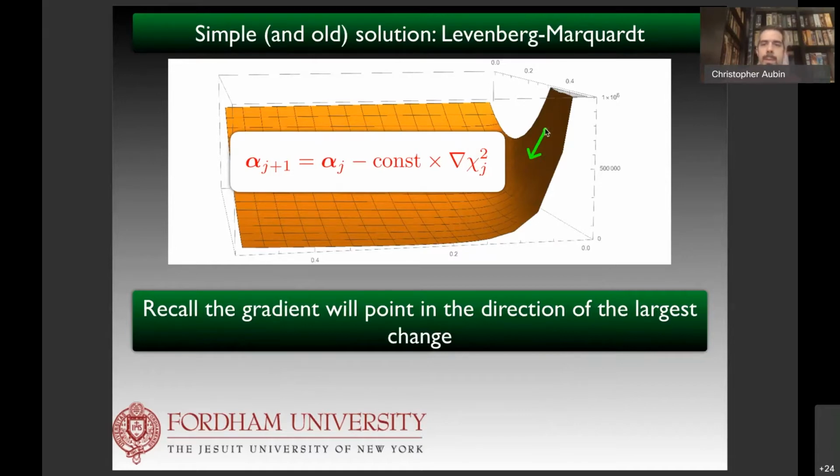But what we would do is calculate the gradient, which will always point in the direction of the largest change. That's the glory of the gradient. And specifically, then we're going to multiply that by some constant. And that constant is what makes an algorithm for this. It changes from algorithm to algorithm. And that'll tell us how we change all of our parameters, these alpha j's, to get our updated value. And then we're going to just keep doing that.